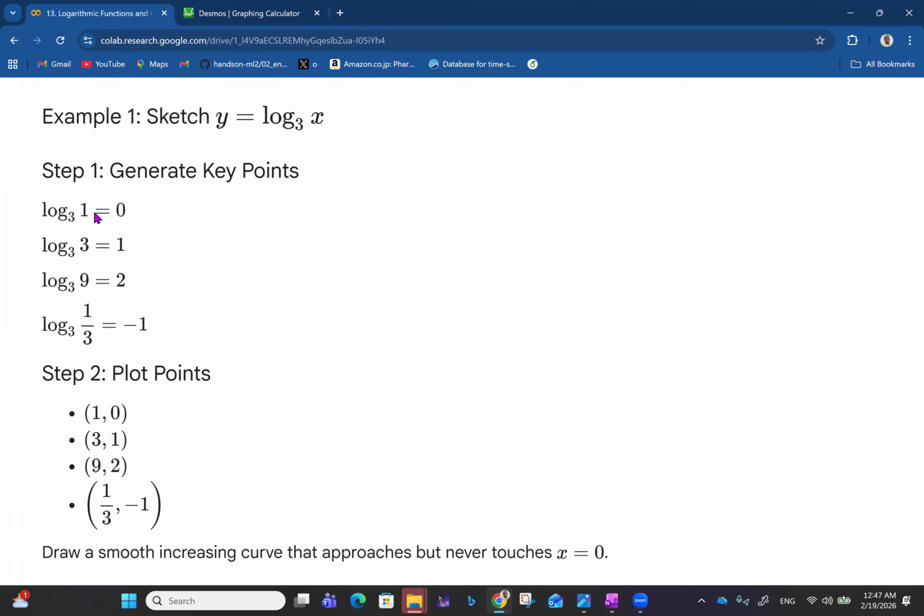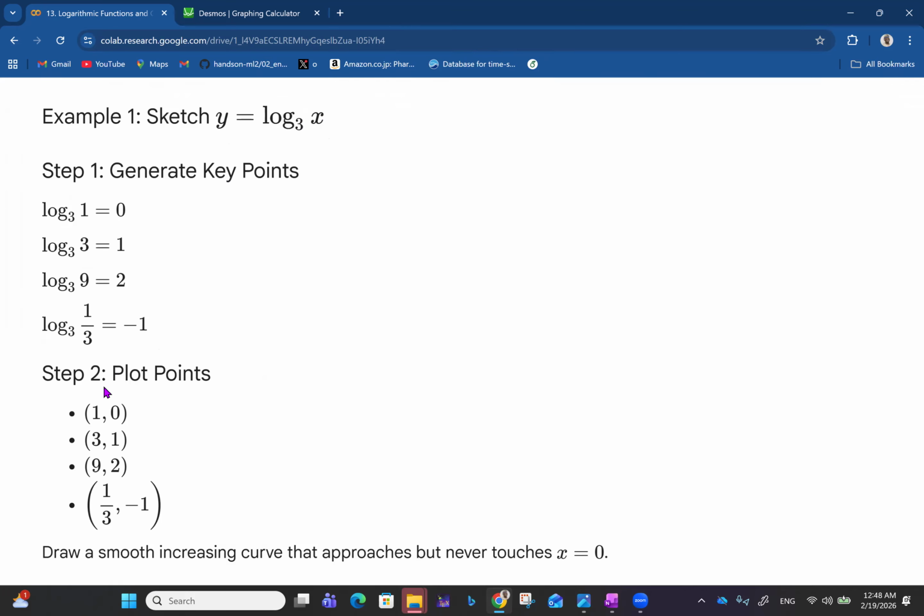So we already know that log 1 base 3 is 0, log 3 base 3 is 1, log 9 base 3 is 2. We know all these ideas, right? And then we also know that log 1/3 base 3 is minus 1. So these are y values corresponding to all these possibilities. That means when x is 1, y is 0. When x is 3, y is 1. When x is 9, y is 2. When x is 1/3, y is minus 1.